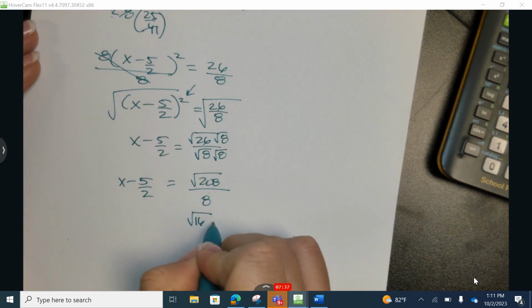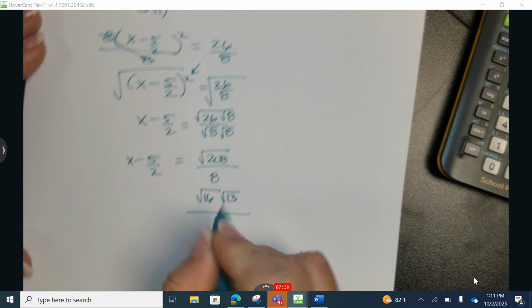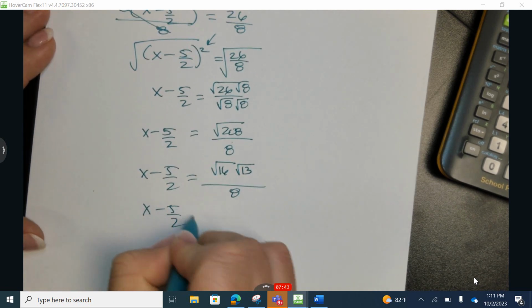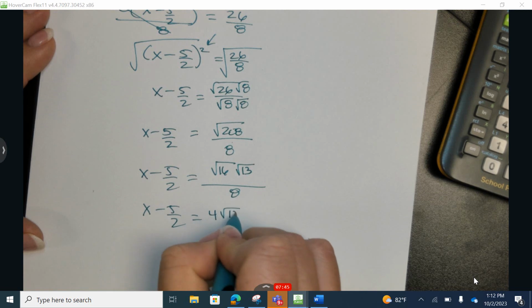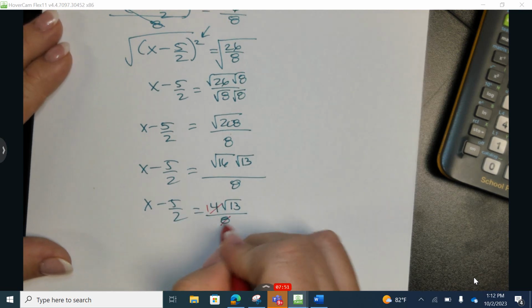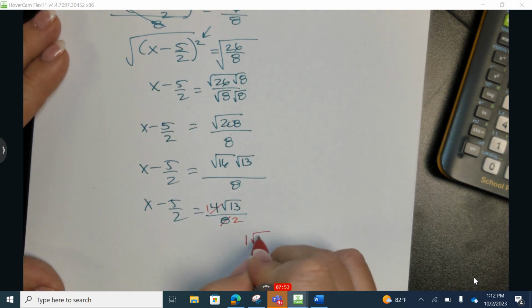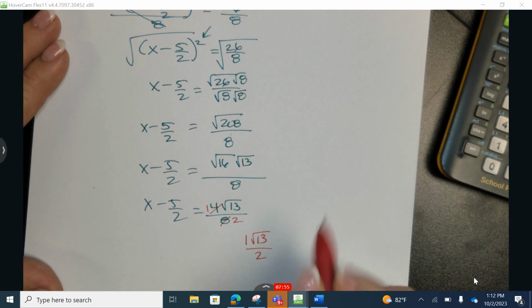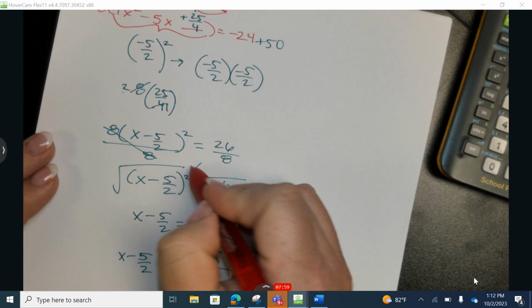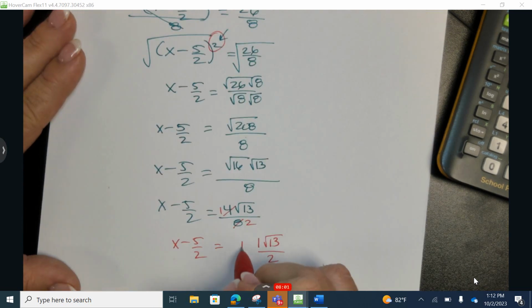Is this essential? Yes, it is. So 16 and 13, that's the largest perfect square that does go into it. The square root of 16 is 4. So I know that 4 and 8 reduce to 1 over 2. So I have 1 square root of 13 over 2. You don't have to put the 1 out front if you don't want to. And remember, if I come back up here, I'm going to have two answers, so plus or minus.